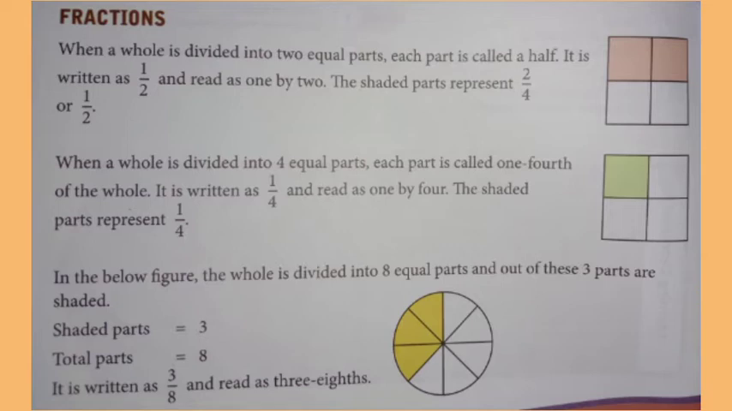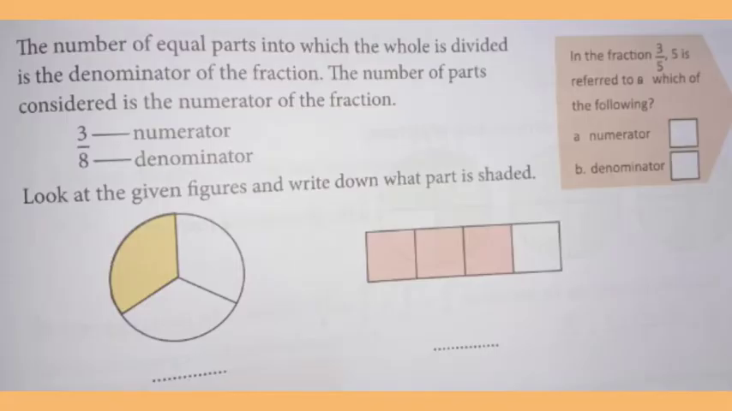In the below figure, the whole is divided into 8 equal parts and out of these 3 parts are shaded. Shaded parts is equal to 3, total parts is equal to 8. It is written as 3 by 8 and read as 3/8. The number of equal parts into which the whole is divided is the denominator of the fraction. The number of parts considered is the numerator of the fraction. In 3 by 8, 3 is the numerator and 8 is the denominator.